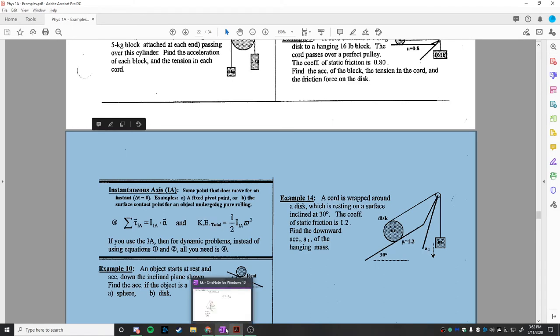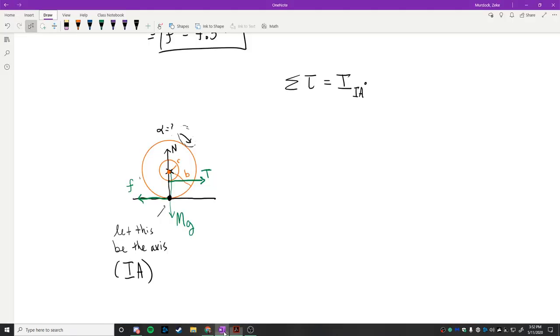Yep, that's exactly right. So let's do that. This is going to be times angular acceleration. What we do is imagine it's actually rotating about this point right here. We say the moment of inertia about the instantaneous axis would be equal to the moment of inertia about the center of mass plus mass times the distance squared, where d is this distance here. In our case, it's equal to b. So d is equal to b.